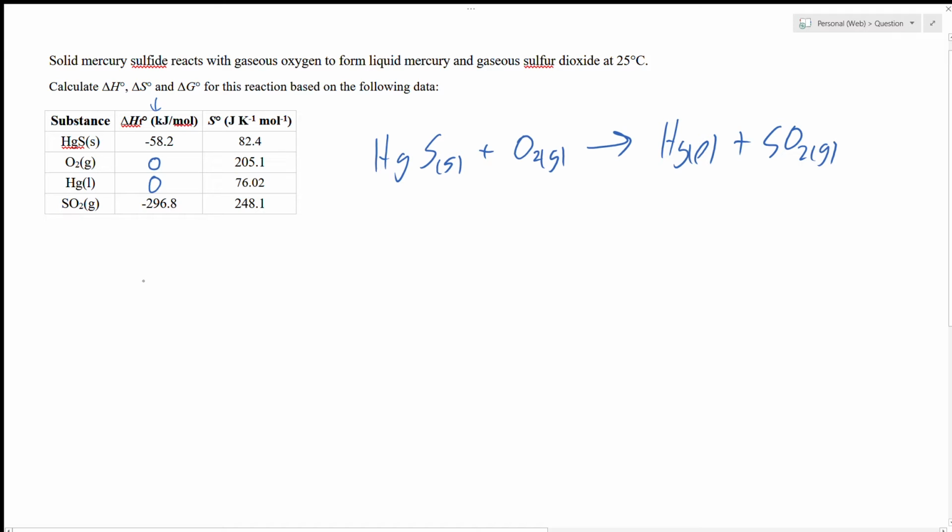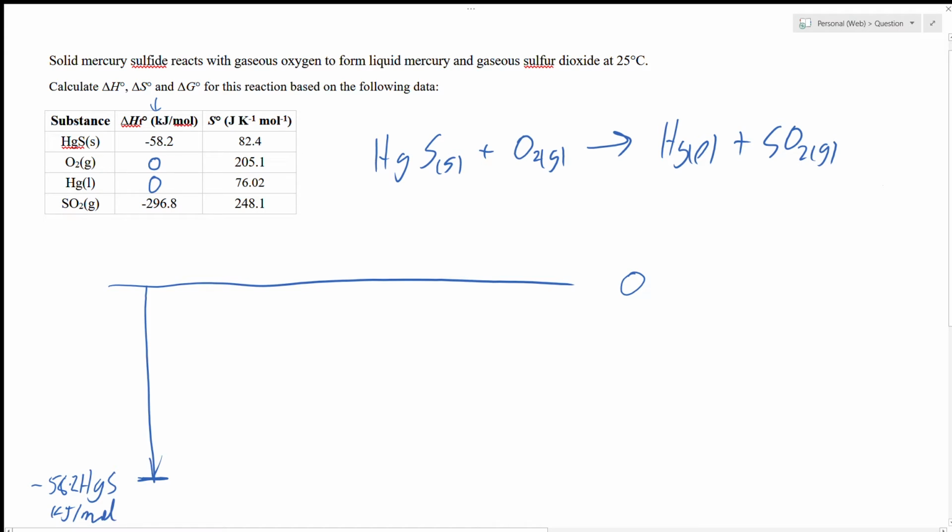So what does the heat of formation of mercury sulfide mean? Well, if we think about the energy scale here, 0 being where the elements are at, mercury sulfide would be down here at minus 58.2 kilojoules per mole. How we're forming mercury sulfide is we're adding together mercury liquid and solid sulfur. The other thing that's going to be here is oxygen.